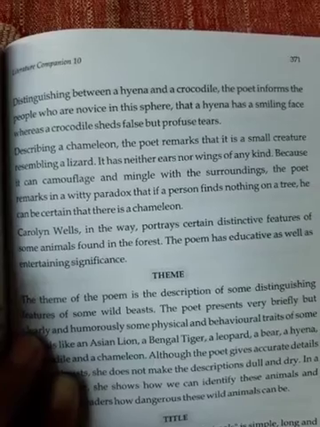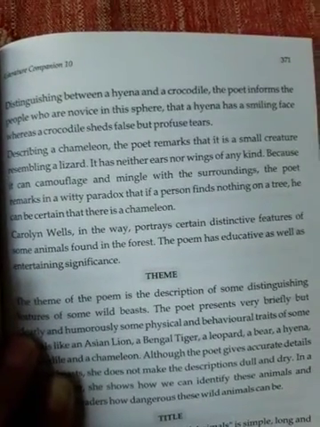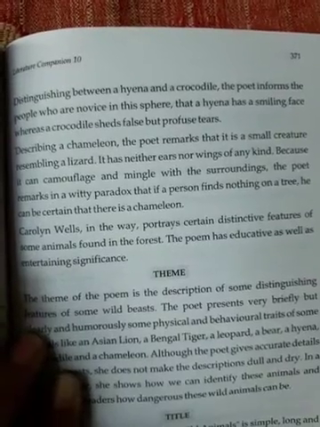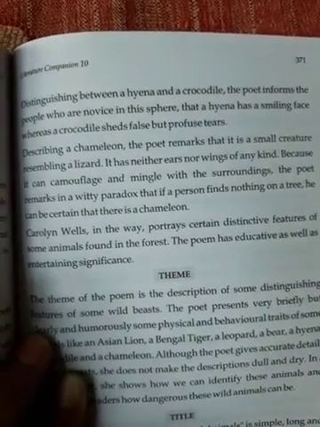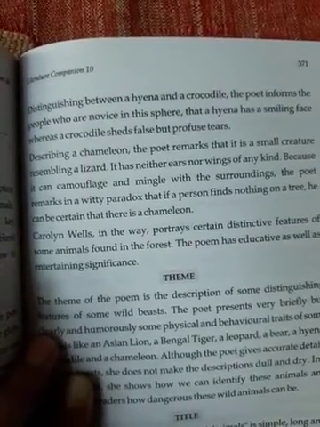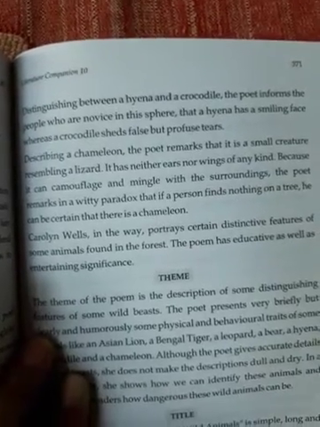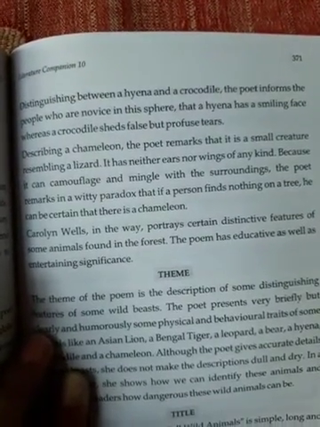Describing a chameleon, the poet remarks that it is a small creature resembling the lizard. The chameleon is the same as the lizard. It has neither ears nor wings of any kind. It does not have ears or wings, because it can camouflage and mingle with the surroundings, and it can change its color and mix up with the surroundings.